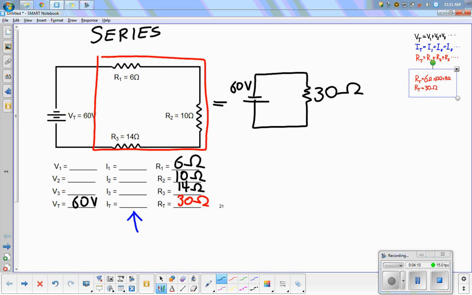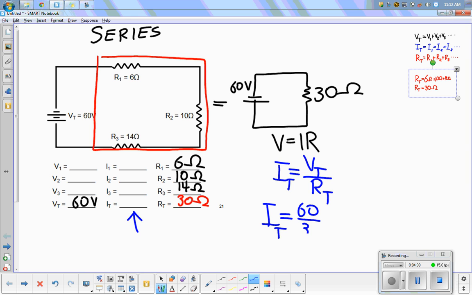Now, using our very simple V equals I times R, that's our Ohm's law. Using V equals IR, we can find the total current throughout this circuit. Current here is going to be the voltage total divided by the resistance total. Let's go ahead and say that's the total current. So our total current is 60 volts divided by 30 ohms. In this case, 2 amps. All right. 2 amps is our total current.